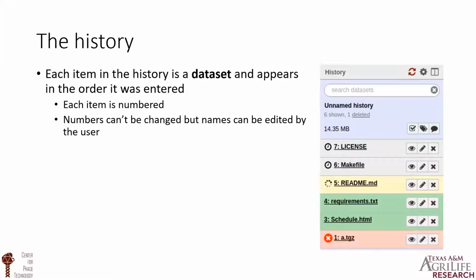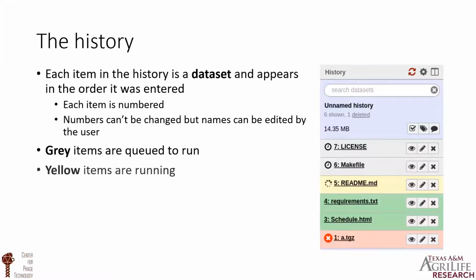Each item in the history is called a data set and appears in the order that it was entered. Each item is numbered. The numbers can't be changed, but the names can be edited by the user if desired. Gray items seen at the top of this window are queued to run, which means that they've been entered by the user but have not yet reached the command line interface yet. They may be waiting for processing time from the server, or they may be waiting for a previous job to finish if they require that tool's output as their input.